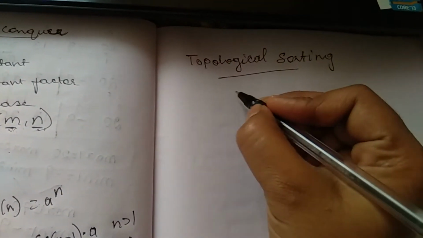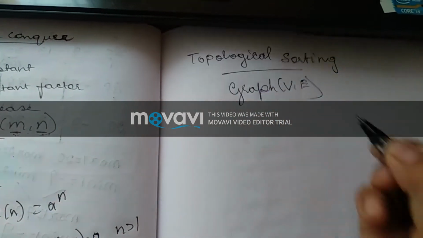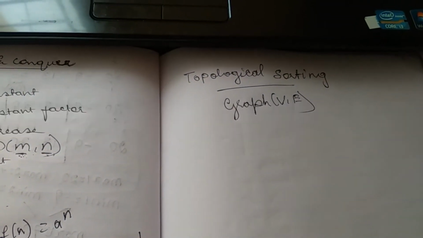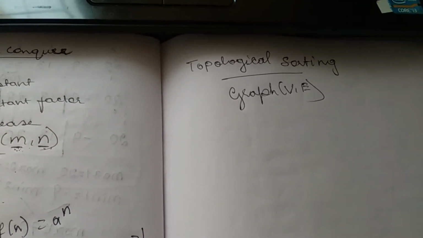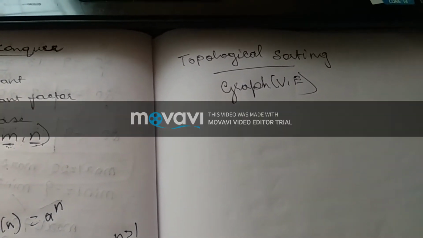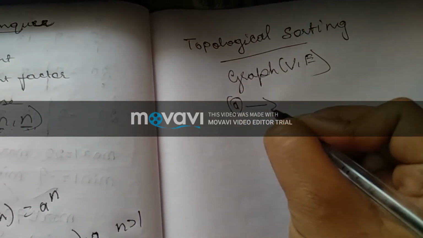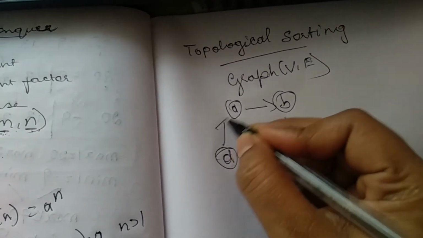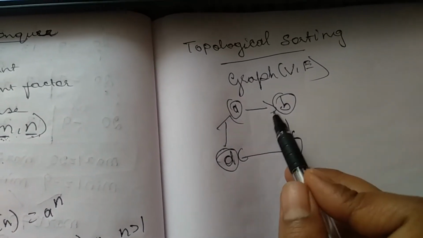In topological sorting, usually we'll use a graph with vertices and edges. A graph means you will be having so many vertices. These vertices have to be ordered. It means the linear ordering of the vertices in a graph with respect to every edge is called topological sorting. For example, if I have a graph A, B, C, then D. Now you have to just topologically sort these vertices according to their edges.